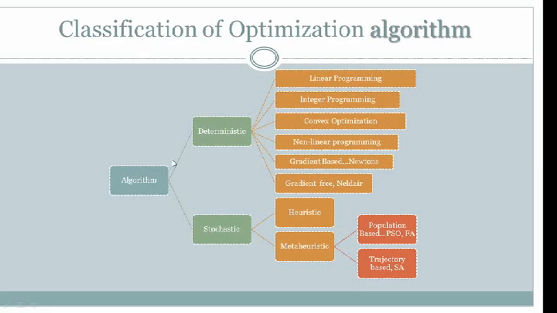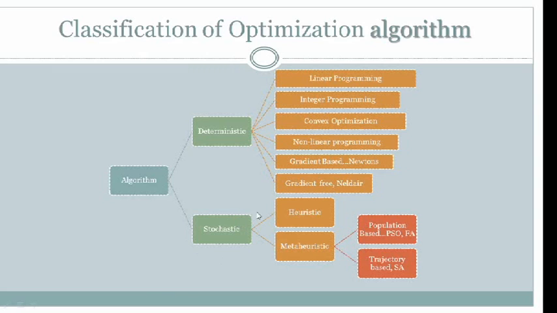What is it? The algorithmic approach may be broadly classified or divided into two parts. One is deterministic. Deterministic may be categorized into linear programming, integer programming, convex optimization programming problem, nonlinear programming, gradient based, that is our traditional Newton's approach, and gradient free, that is the Nelder approach. And it may be stochastic.